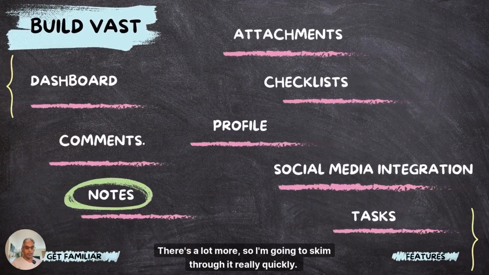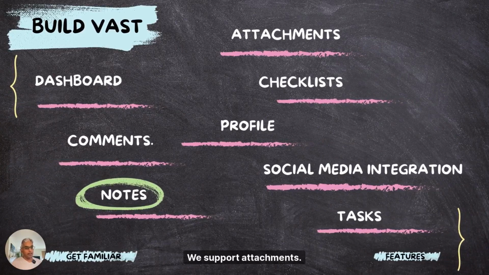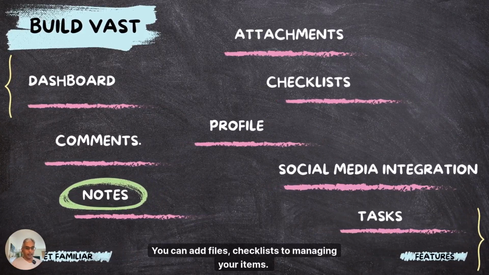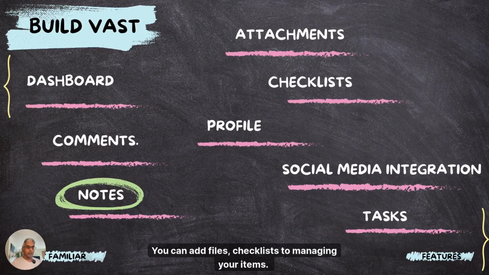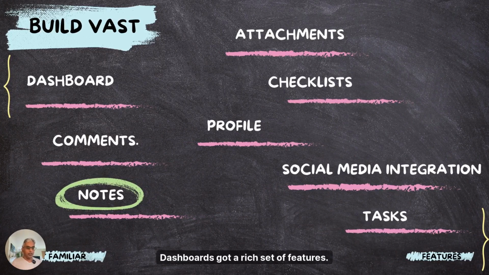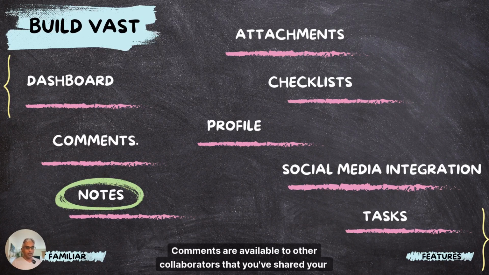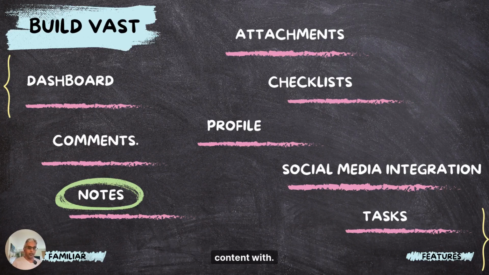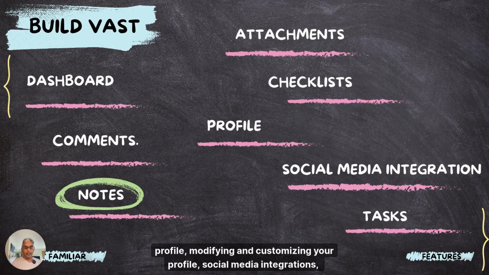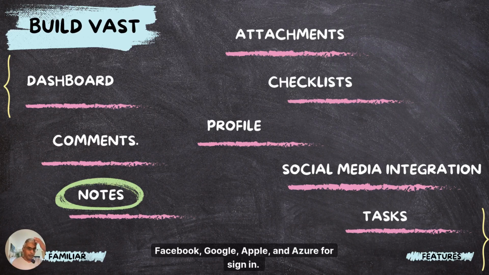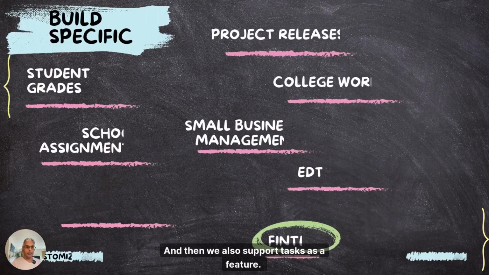There's a lot more, so I'm going to skim through it really quickly. We support attachments. You can add files and checklists to manage your items. Dashboards have a rich set of features. Notes and comments are very good. The only difference between them is notes are private to you. Comments are available to other collaborators that you've shared your content with. Profile, modifying and customizing your profile. Social media integrations, Facebook, Google, Apple, and Azure for sign-in, and then we also support tasks as a feature.